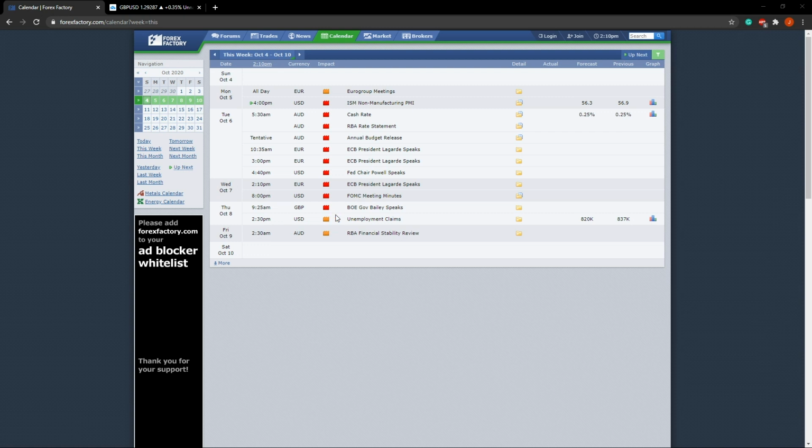On Thursday, we have the Bank of England Governor speaking at 9:25 in the morning, and then some unemployment claims later at 2:30. On Friday, we have this Australia event affecting the Australian dollar. So just keep an eye out on these times as they might affect market volatility.